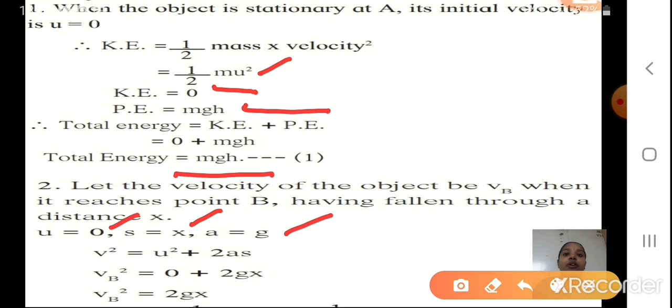Okay student, now V square, you know this formula, V square is equal to U square plus 2AS. This is Newton's third law. Okay, what you will get? VB square, we have taken velocity as at point B, so VB square is equal to 0 plus 2gx. So what we got? VB square is equal to 2gx.